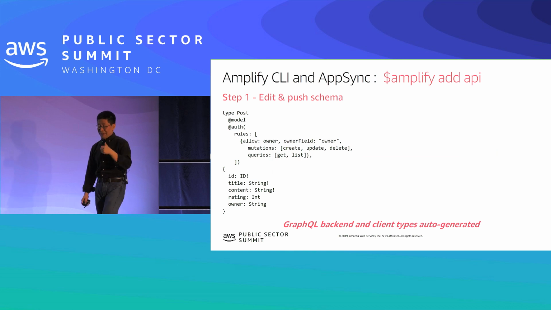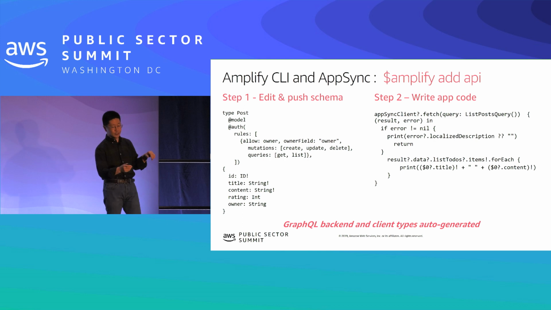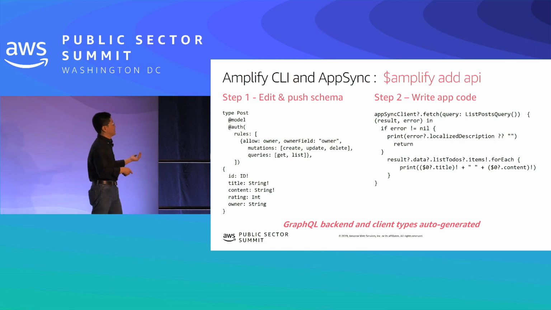So back to Amplify, if you want to associate it with AppSync, it's really easy. As I mentioned, you just need to run amplify add api. Then it's going to ask you some questions, like would it be RESTful? Would it be AppSync? Then you choose AppSync. Then you do push, and we're going to provision the AppSync service for you.